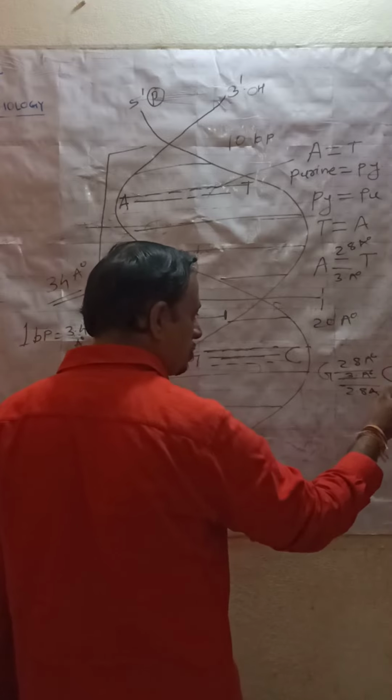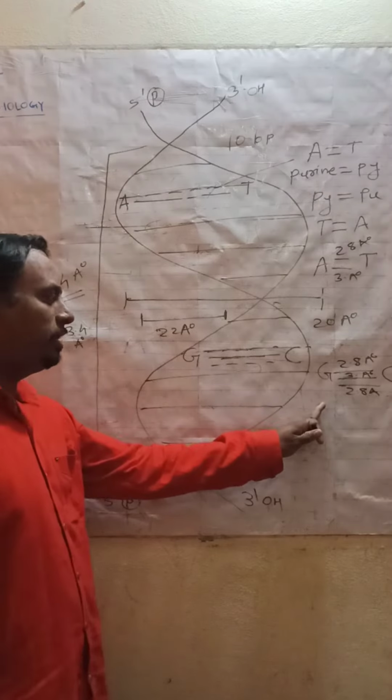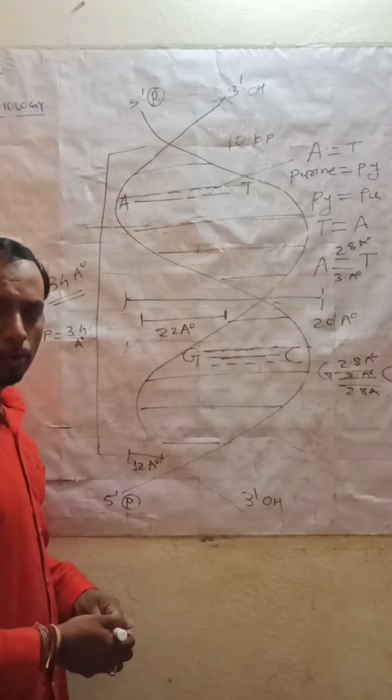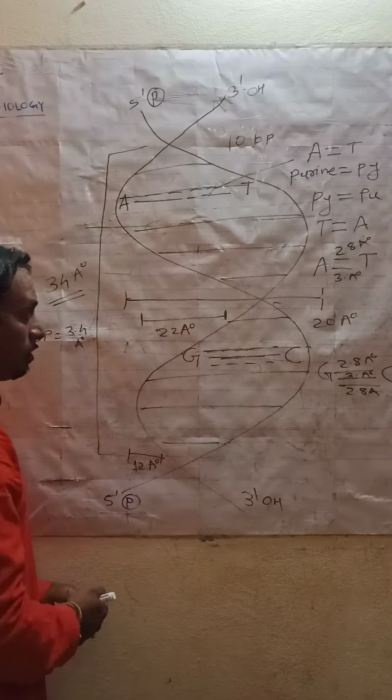G pairs with C with the help of 3 hydrogen bonds having the upper bond length 2.8 angstrom, middle bond length 3 angstrom, and the lower bond length 2.8 angstrom. All these are hydrogen bonds.